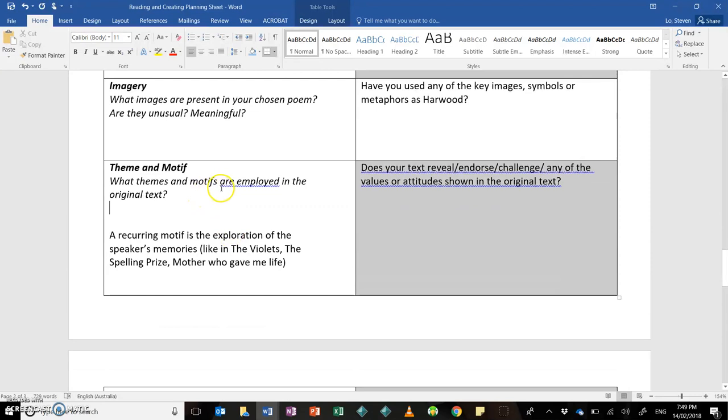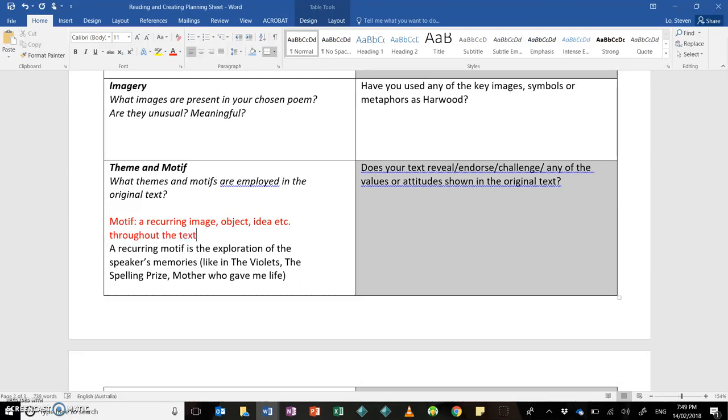And themes and motifs. Now, themes, we've kind of already talked about that in class. You may not be sure what a motif is. So a motif is a recurring image, object, idea, etc. Basically things that repeat throughout the text, in this case the poems. Okay, so for example, a recurring motif is the exploration of the speaker's memories, because that happens in more than one poem.